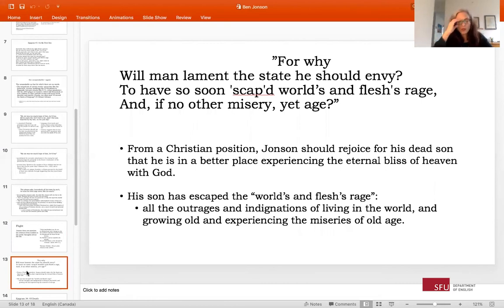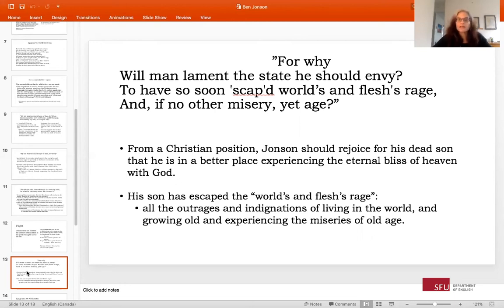Okay, let's move on to talk about consolation. Elegiac poetry generally offers or meditates on what consolation is available in the face of loss. And the words that address consolation in Jonson's poem are in lines 5 through 8.